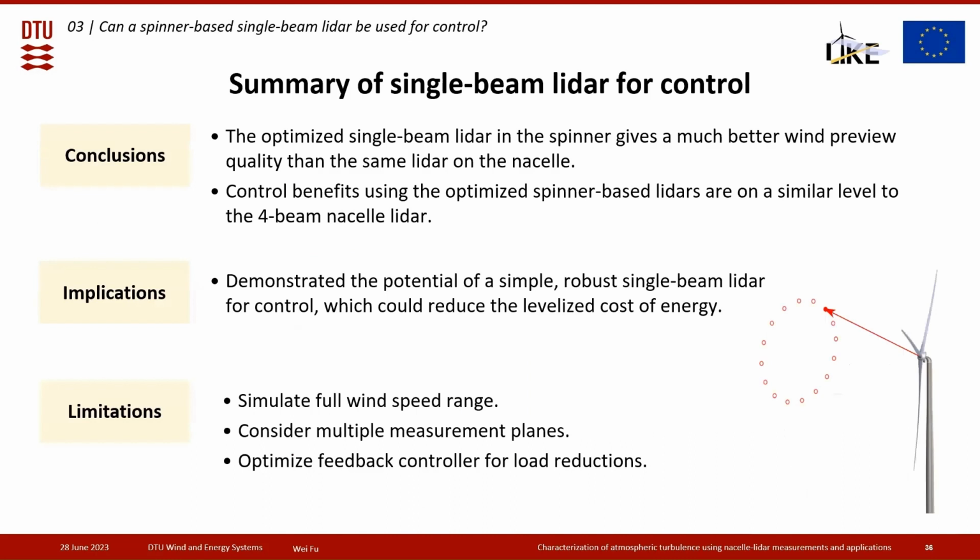To summarize the third study, we see that the optimized single-beam LiDAR in the spinner can provide a much better wind preview compared to the same LiDAR on the nacelle. Consequently, the control benefit using the optimized spinner-based LiDAR is also much higher than using the nacelle-based option. And the control benefit provided by the spinner-based LiDAR is on a similar level as the four-beam nacelle LiDAR.